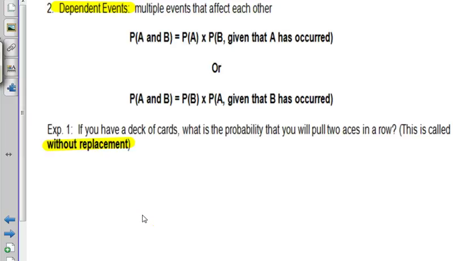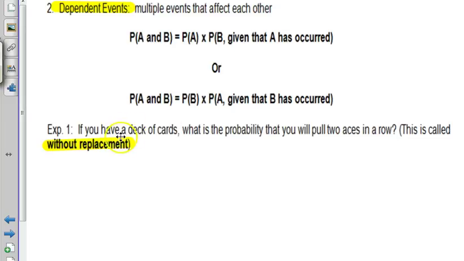Dependent events are events that affect each other. It's basically the idea of without replacement, right? What's the chance I draw a pair of socks out if none of my socks are paired together? What's the chance that I draw 2 that are the same color? Okay, because once I've taken the first one out, there's less socks in the drawer. That's what we're talking about here.